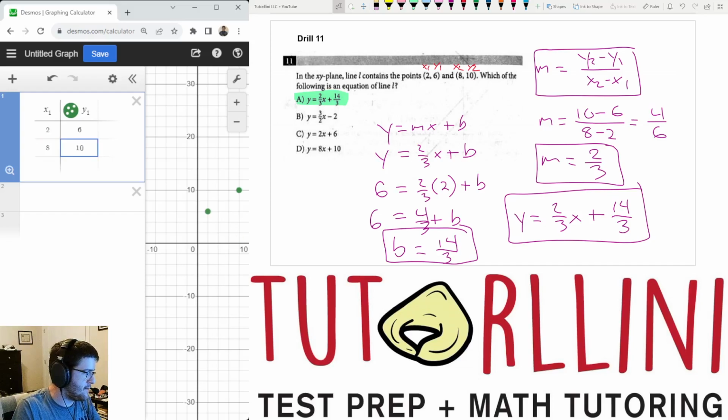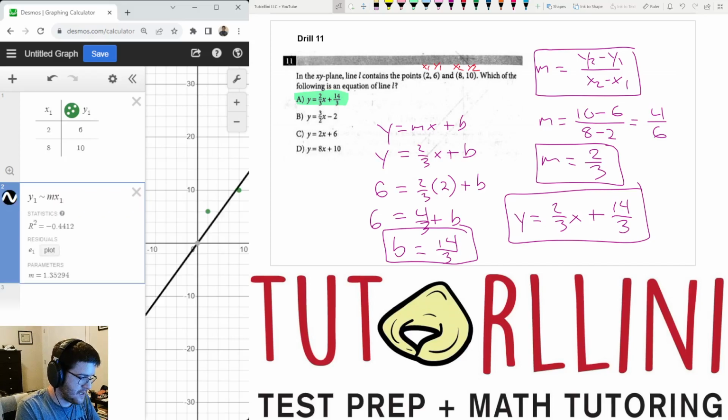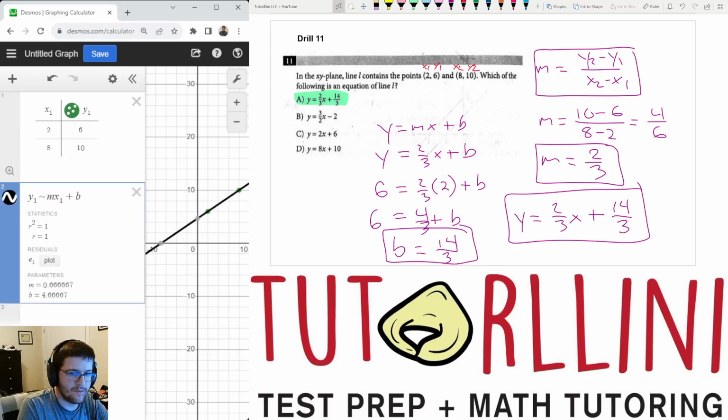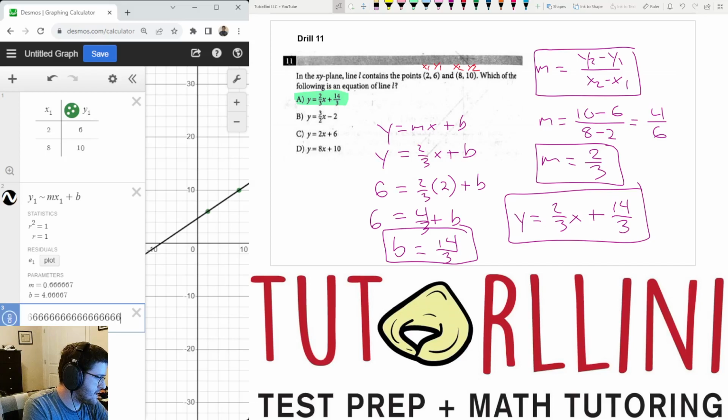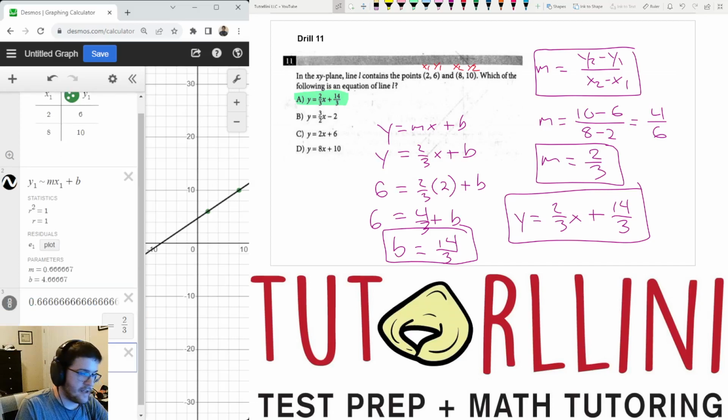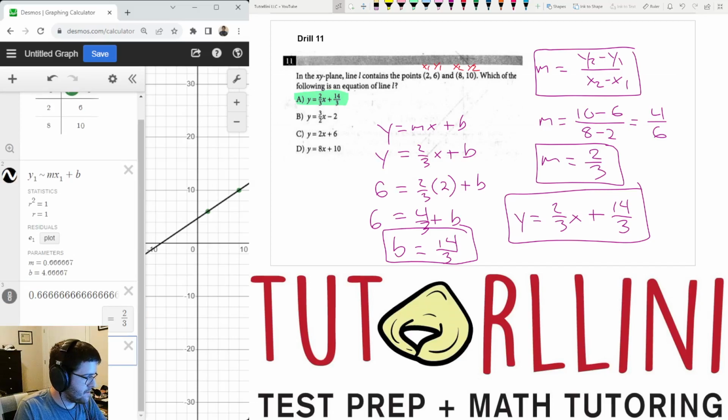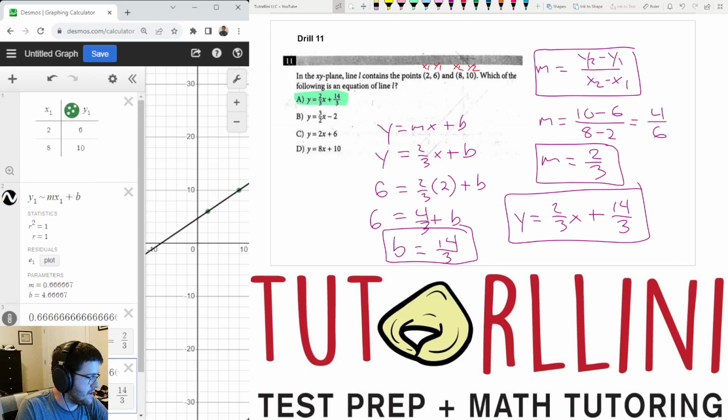And you can do regression. I have a Desmos video on this. So y1 tilde mx1 plus b. That's probably one of the most important regressions you should know. And it says that the slope is 0.66666, which is 2/3. And it says that the y-intercept is 4.666666666, which is 14/3. So you could have figured it out completely organically without the answer choices, but just typing in the equation is probably easier.